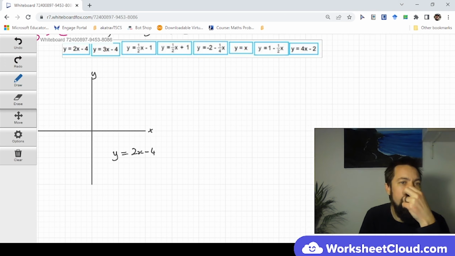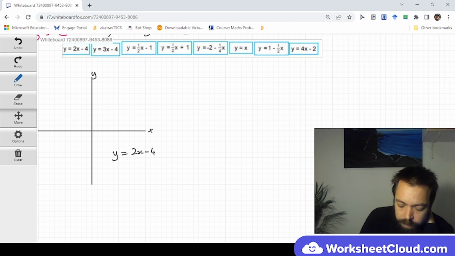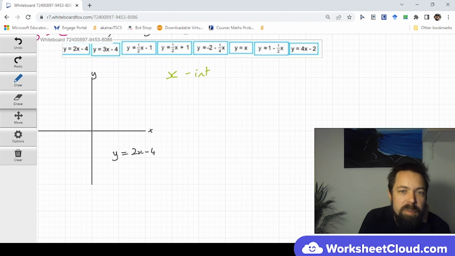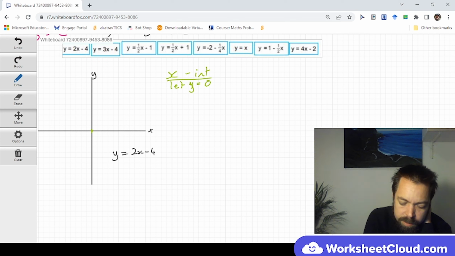All right, so I need to find out where it crosses the x and y axes. I'm going to do my workings on the right here. I'm going to start with my x-axis, x-intercept. Mathematicians are lazy, we just shorten things, so I'm not going to write out the whole word intercept. To find the x-intercept, I'm going to let y equal 0, because where y is 0, that is when it will cross this line.